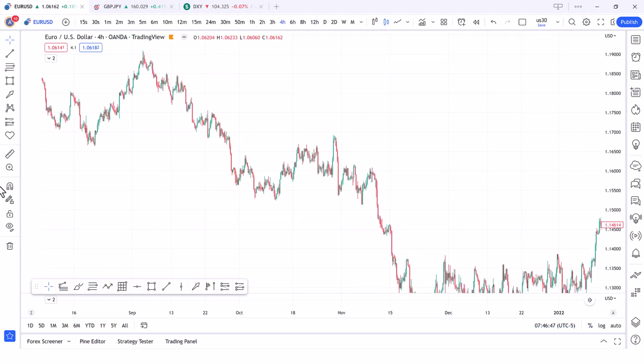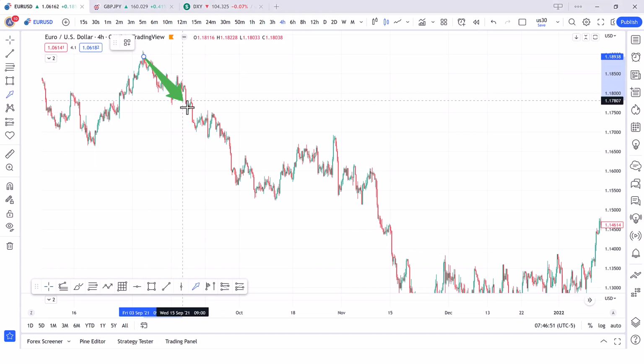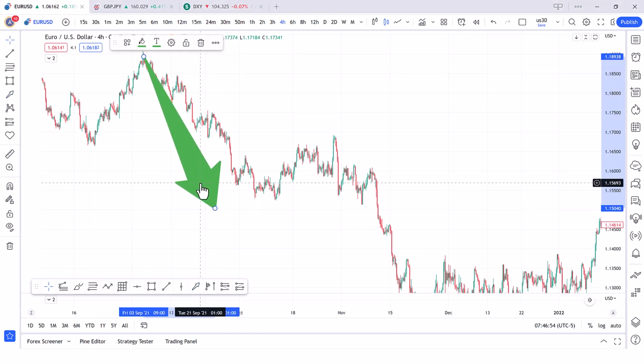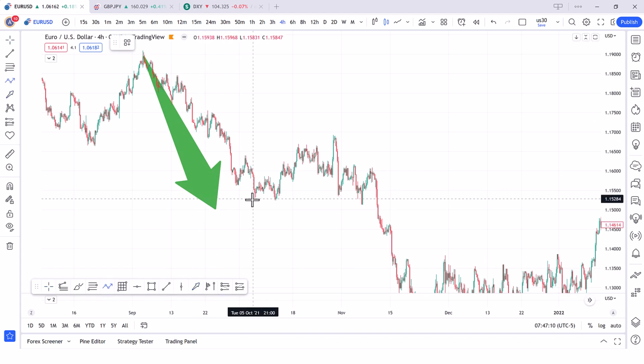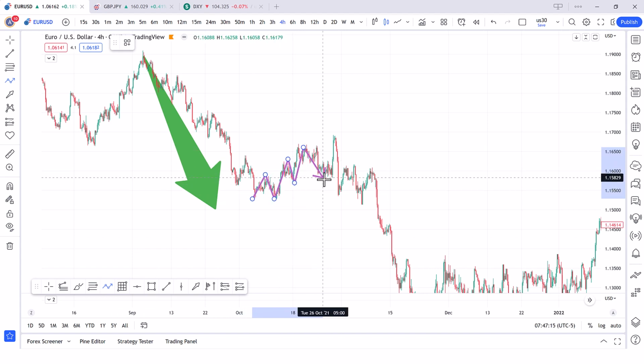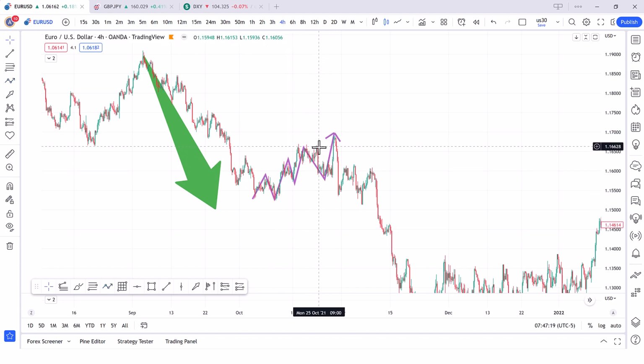First, what is a pullback? A pullback is when the market moves impulsively in one direction. For example, this direction is an impulsive move, or it's our impulse leg or our rally leg, and it starts to pull back in a retracemental movement. So it is our pullback.